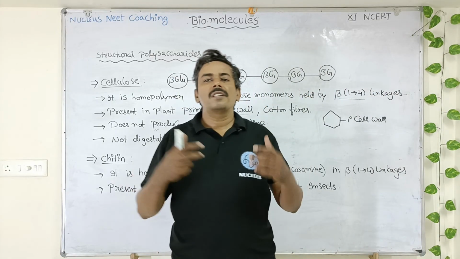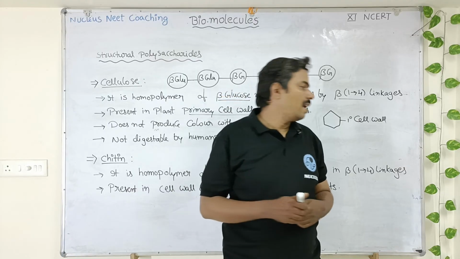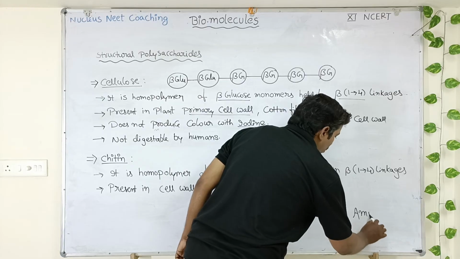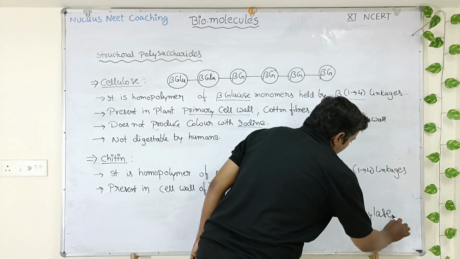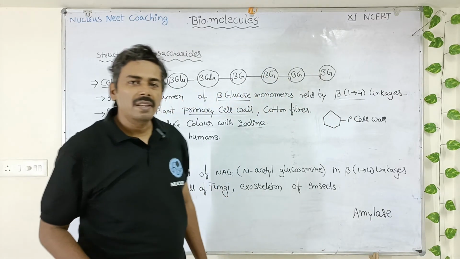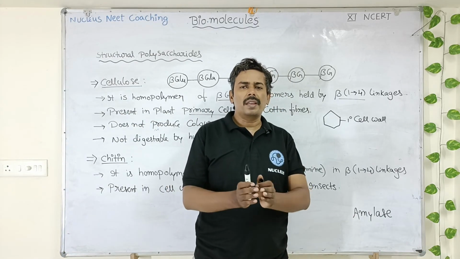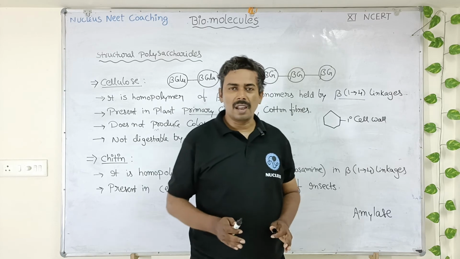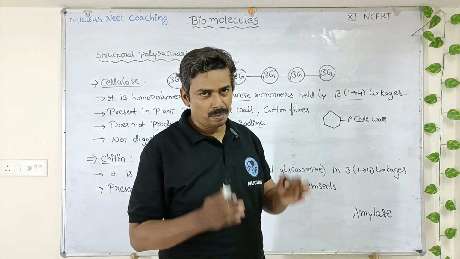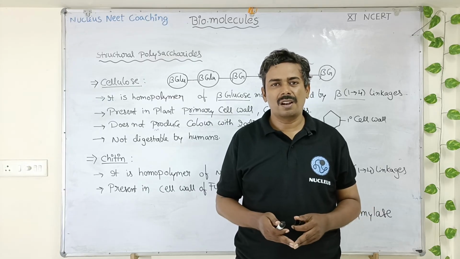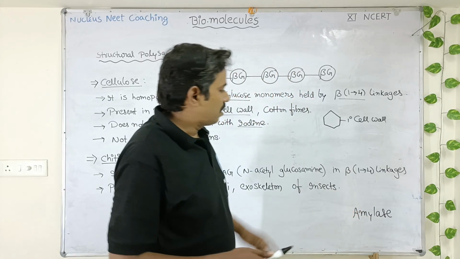So the enzymes present in a human body, amylase is the enzyme. What is the enzyme? Amylase. Note down, students. Amylase is produced in salivary glands and also by pancreas. The amylase enzyme can break only alpha 1 to 4 glycosidic bonds, which are present in starch but not in cellulose. Understood? So that is the point.